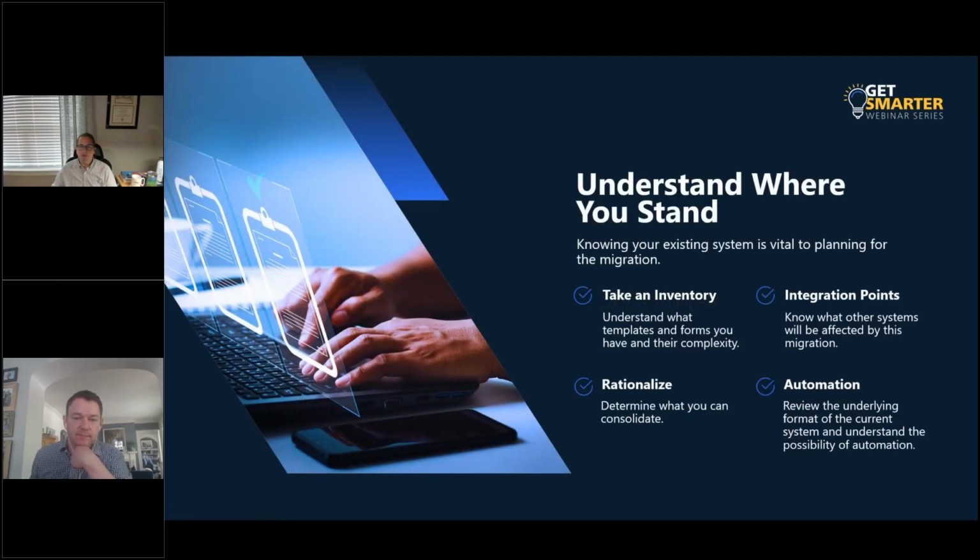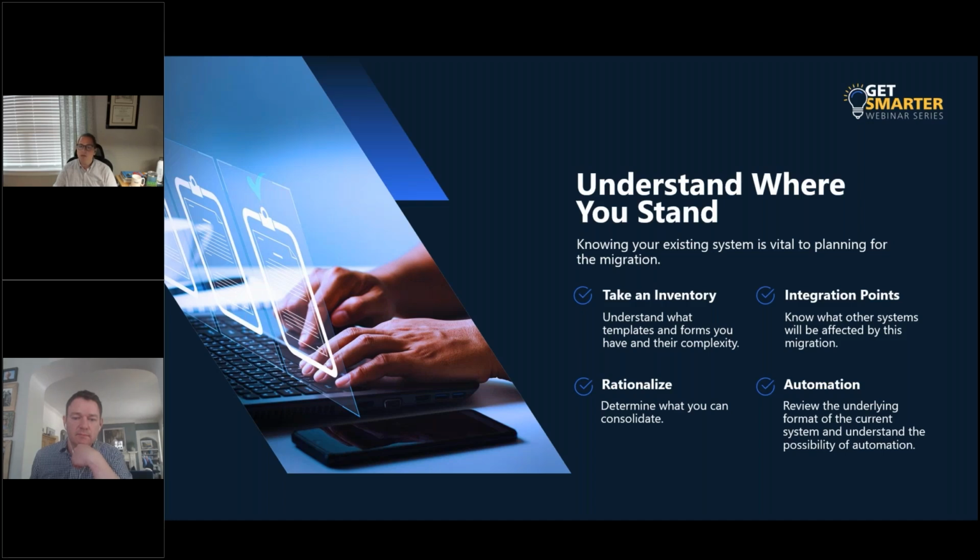So first off, you need to understand where you sit, what it is that you're starting out with, where your systems exist, and talking about how you'll get those over to your future CCM system. So first off, you'll want to take an inventory. You have to understand how many templates you have and what sort of complexity they bring into the fold, so that you can plan out the effort that's involved in a migration.